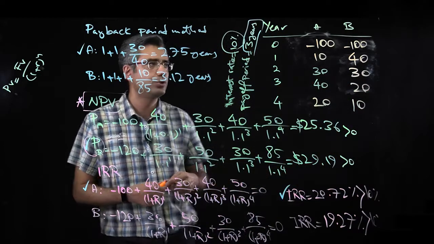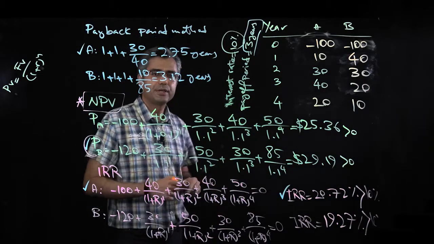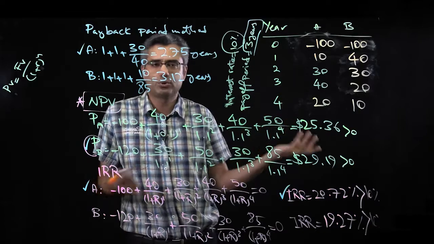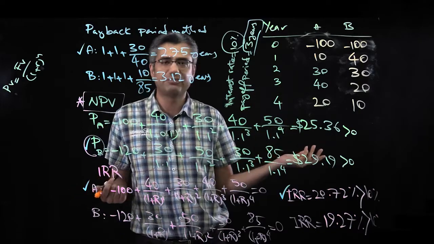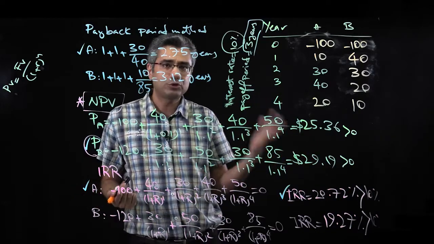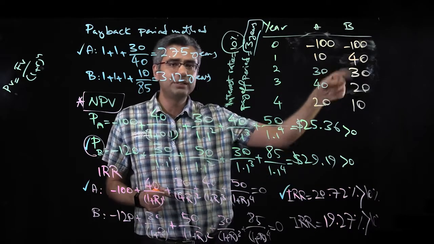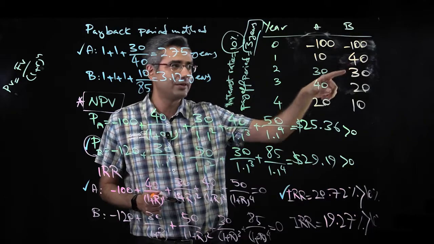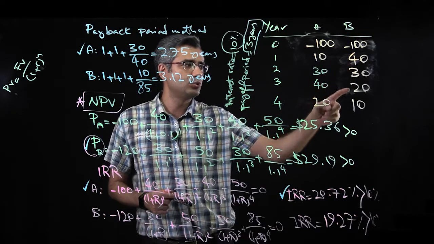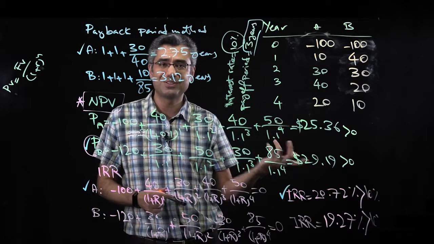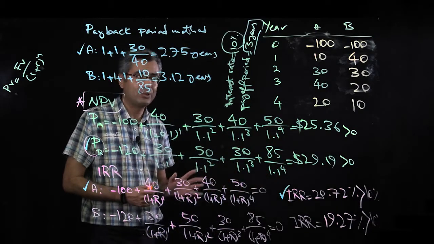So both of them reach the break-even point in 4 years. But the payback period doesn't see any difference between these two projects. But actually, the projects are different because in project B, you are receiving bigger cash flows earlier, right? 40, 30, 20, 10. Here 10, 30, 40, 20. So which project is better? You already know the concept of time value of money.